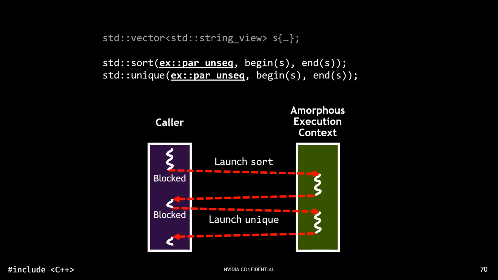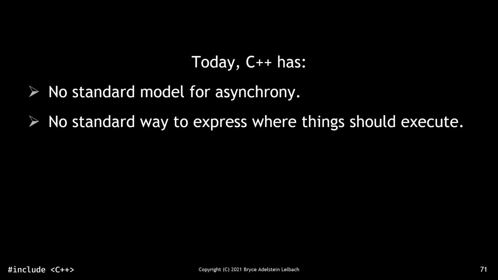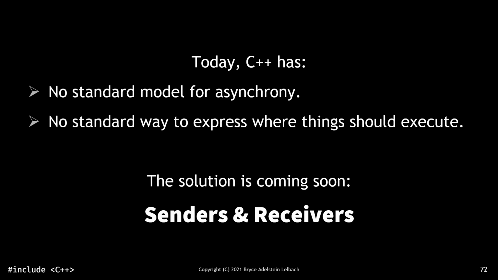Implementations have complete freedom. Today, C++ has no standard model for asynchrony and no standard way to express where things should execute. But the solution is coming soon to your C++ implementation. Senders and receivers, an asynchronous execution framework for standard C++.